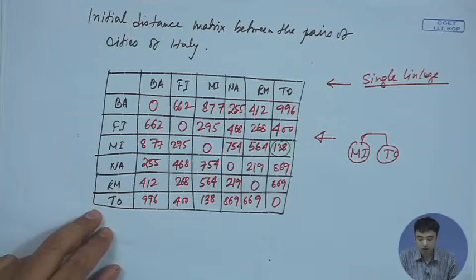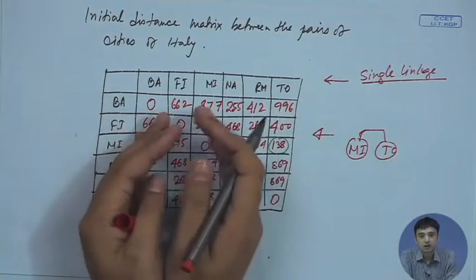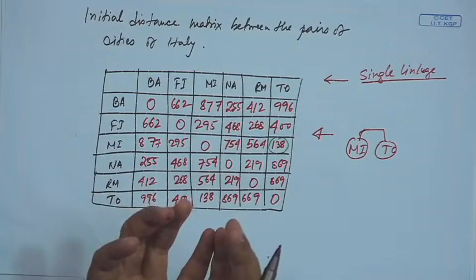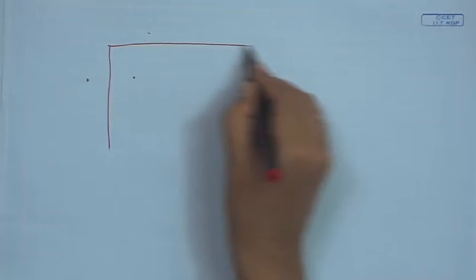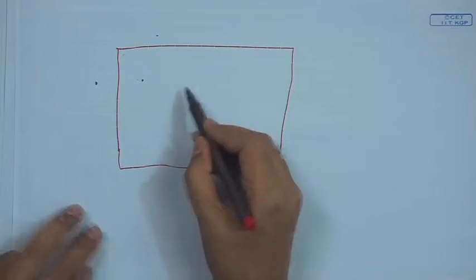Okay. So, now once they get joined, we can reduce this matrix, we can shrink this matrix, because now Milan and Turin will form one single entity. They will form one single node in the graph. So, now with that idea, we can have a revision of the original distance matrix, and we can construct the new distance matrix as follows.